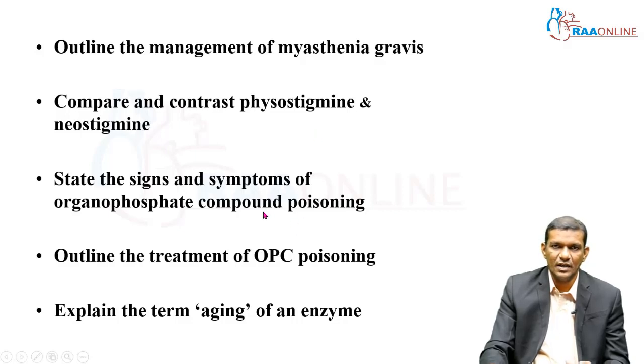Then the irreversible anticholinesterases, which are the organophosphorus compound poisoning: the signs and symptoms, the treatment, and finally a word about the aging of the enzyme, which is important in case of OPC poisoning.